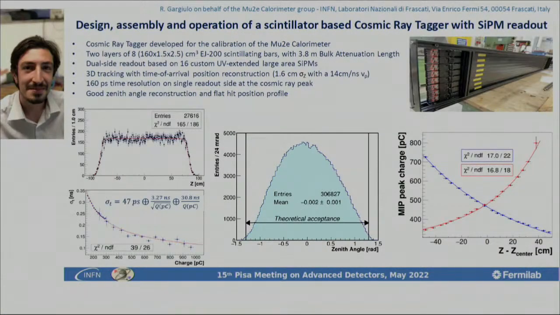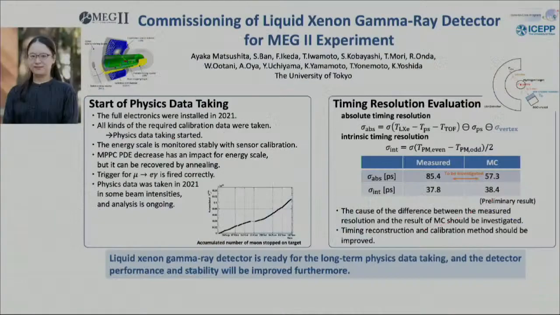Okay, so next is the design, assembly, and operation of the scintillator-based cosmic ray tagger with a silicon PM readout. Basically, two plastic scintillators read out by CPMs are prepared to calibrate the Mu2E calorimeter using cosmic rays. Flat distributions are already obtained, and the zenith angle distributions compare well with the expectation.